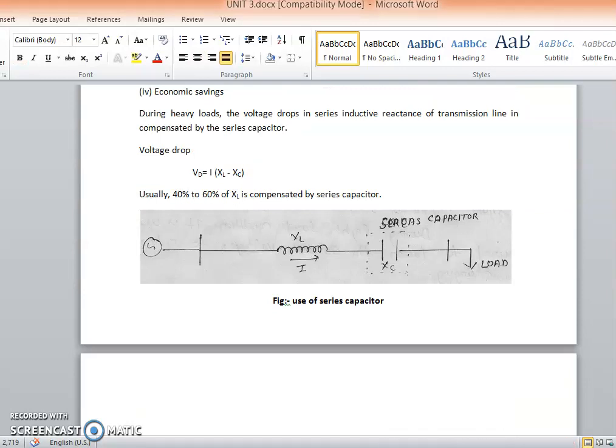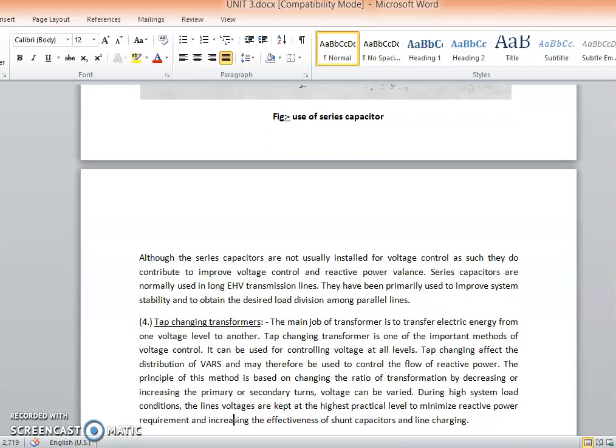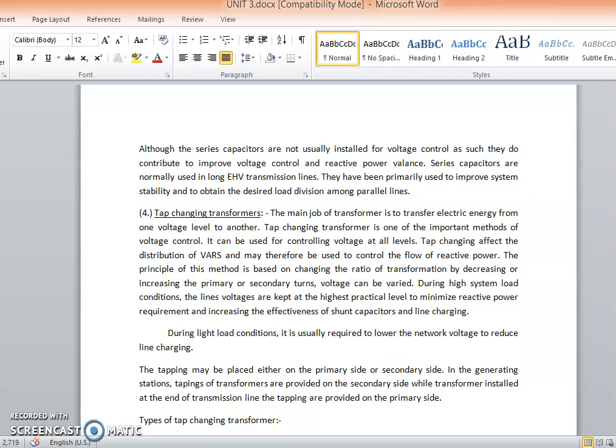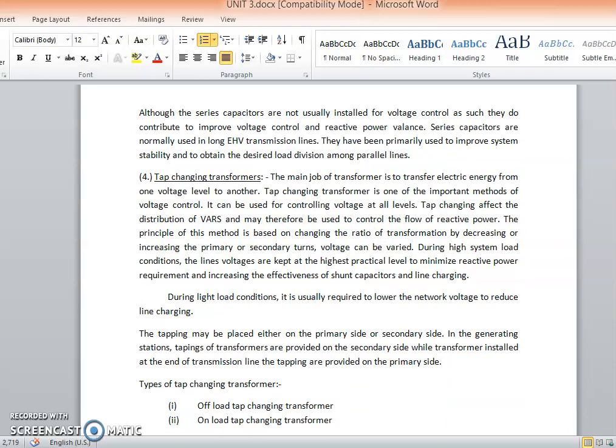Usually 40 to 60% of the reactance is compensated by the series capacitor. Also, series capacitors are not usually installed for voltage control. As such, they do contribute to improved voltage control and reactive power balance. Series capacitors are normally used in long extra high voltage transmission lines. They have been primarily used to improve system stability and to obtain the desired load division among lines.